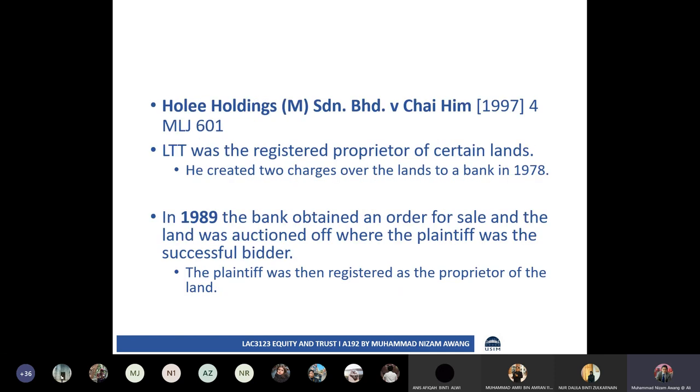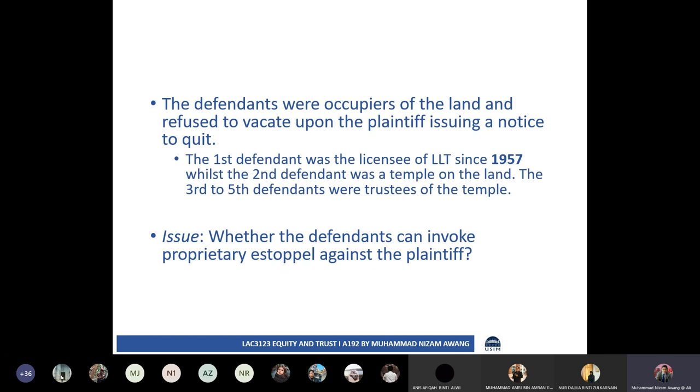Right. Next case is Holly Holding and Chai Him. In this case, LTT was the registered proprietor of the land. He created two charges over the land to the bank in 1978. In 1989, the bank obtained an order for sale of the land, and therefore the land was subject to auction. The successful bidder was the plaintiff. The plaintiff was then registered as the proprietor of the land. The defendant, who was the occupier of the land, refused to vacate when the plaintiff issued the notice to quit the land.